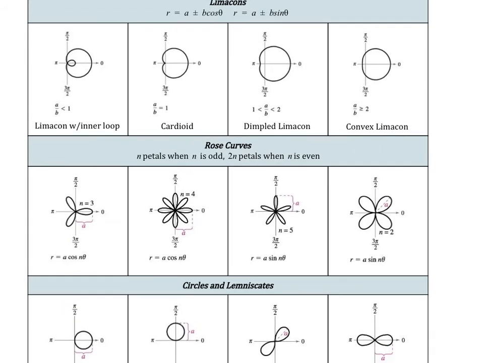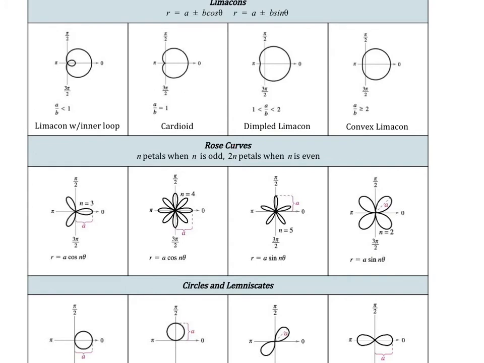The next form that you're going to be looking for is when you have A times cosine of n theta or A times sine of n theta. So notice that not only do we have a coefficient, but now theta has a coefficient. So these make really, really cool looking graphs.